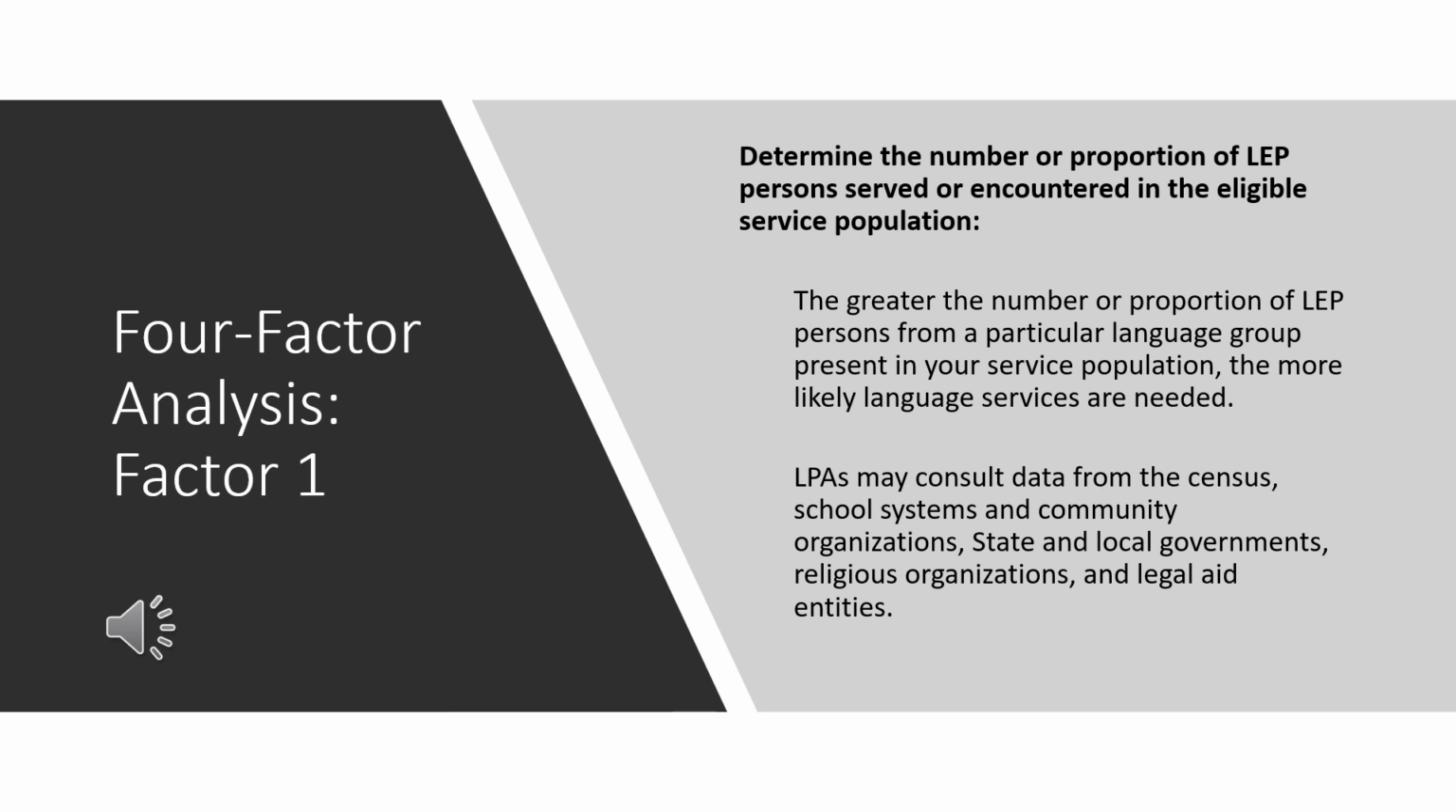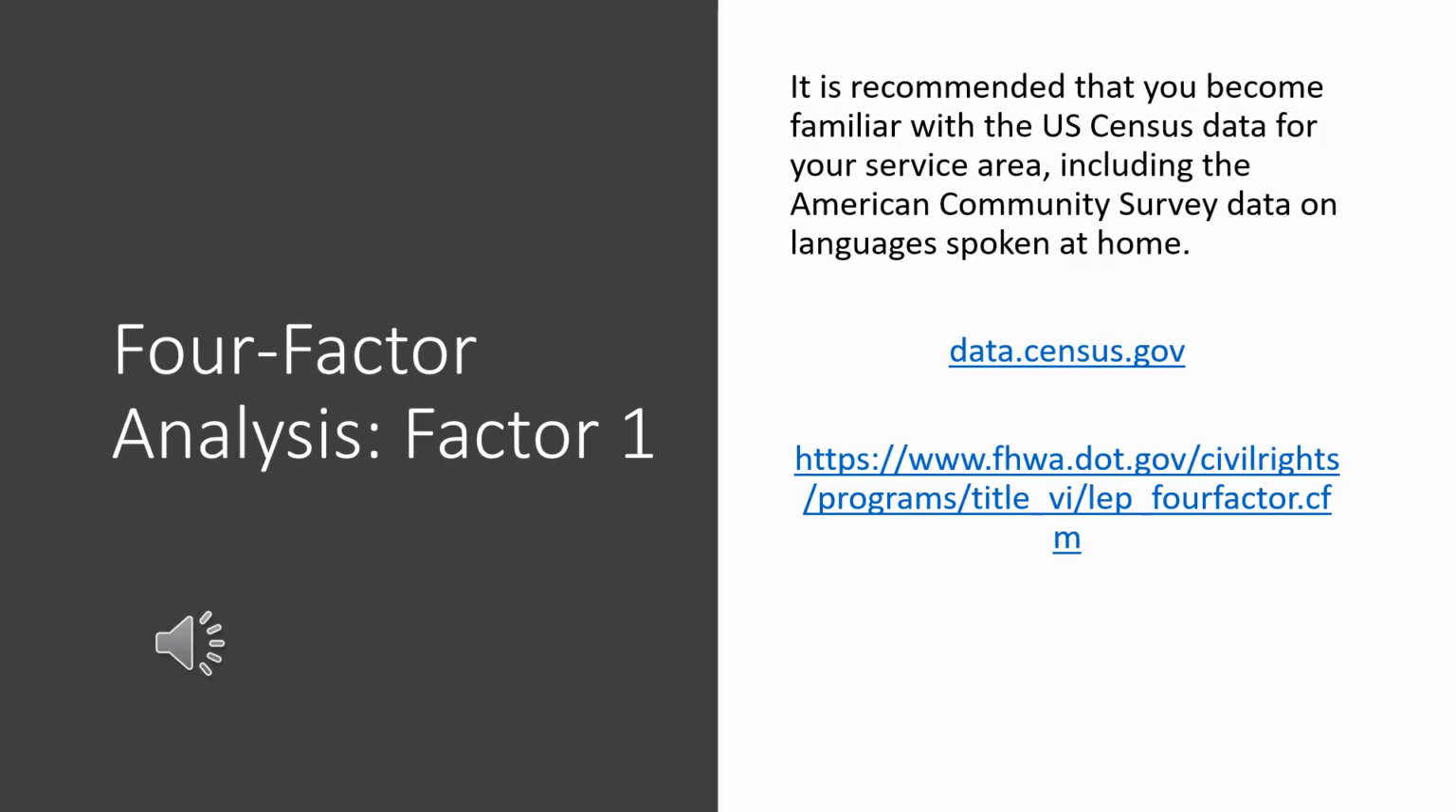Local agencies, in working through this first factor, might consult data from the census, maybe from community organizations or their own school systems, maybe other state and local governments, religious organizations, or maybe legal aid entities. There are lots of sources of data when you're working through factor one. It's recommended that a local agency become familiar with the U.S. Census data for your service area, including the American Community Survey data. The American Community Survey is a U.S. Census product on languages spoken at home in your service area.